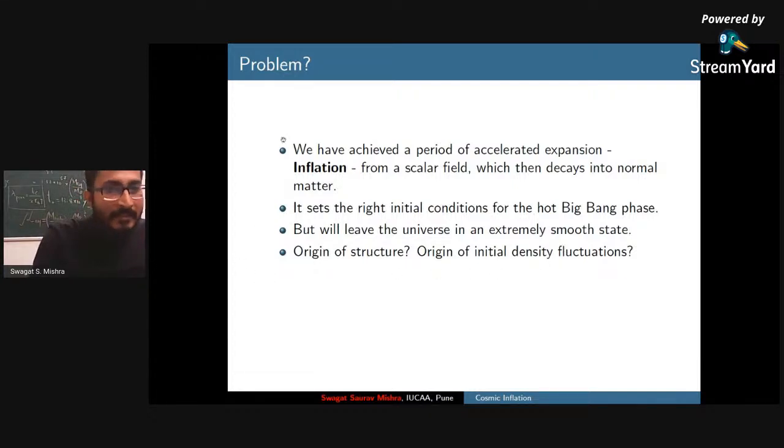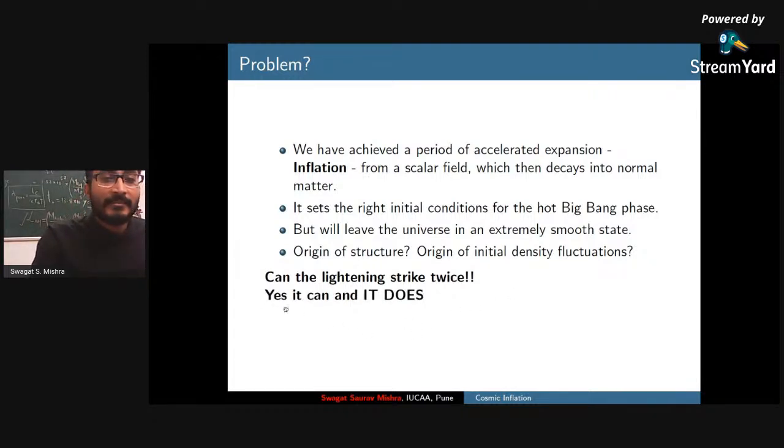Can inflation help? It has helped us solve all the problems of the Big Bang, but can it help us solve these fluctuations? It seems to be not solving it. It seems to be creating the problem, but no. Lightning strikes again, and it solves it. It can solve it, and it necessarily solves it. It necessarily creates these initial fluctuations via quantum mechanics.